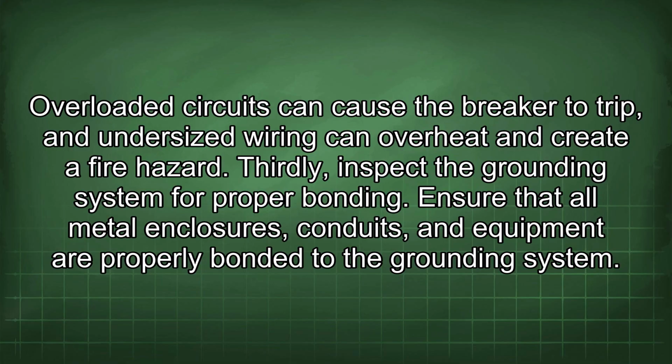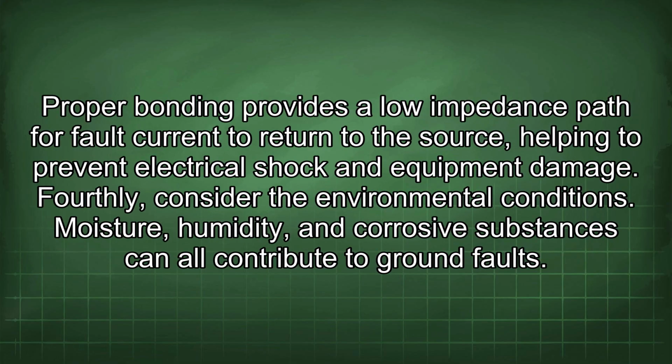Thirdly, inspect the grounding system for proper bonding. Ensure that all metal enclosures, conduits, and equipment are properly bonded to the grounding system. Proper bonding provides a low impedance path for fault current to return to the source, helping to prevent electrical shock and equipment damage.